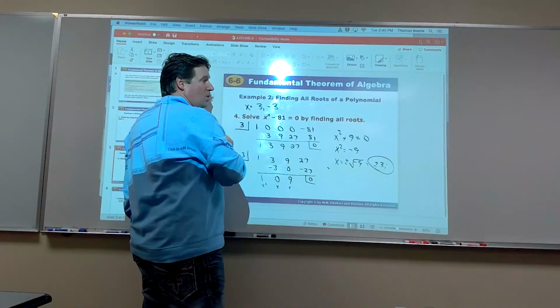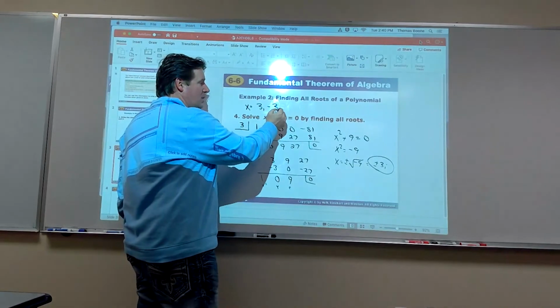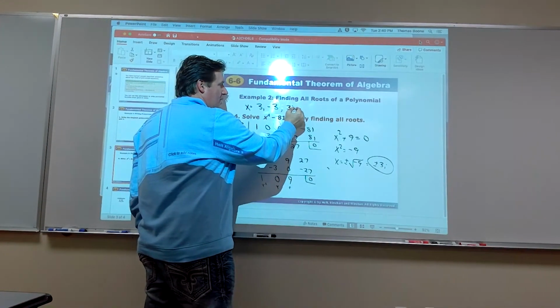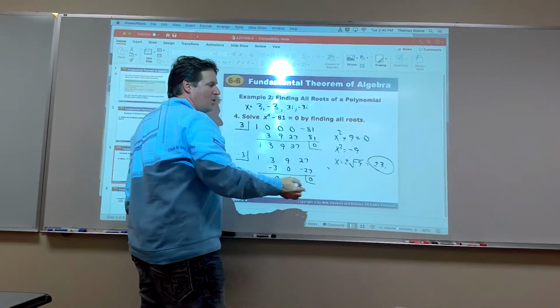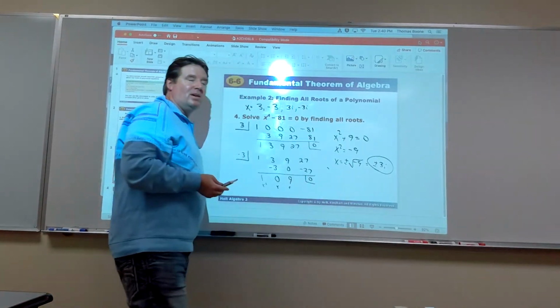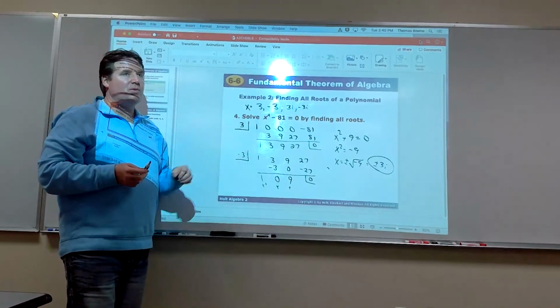So the roots that we have are the two real ones, 3 and negative 3, and then we also have 3i and negative 3i. And if you want to write it as plus or minus 3i, that's okay. They always come in pairs anyway. So those are the 4 roots that we get.